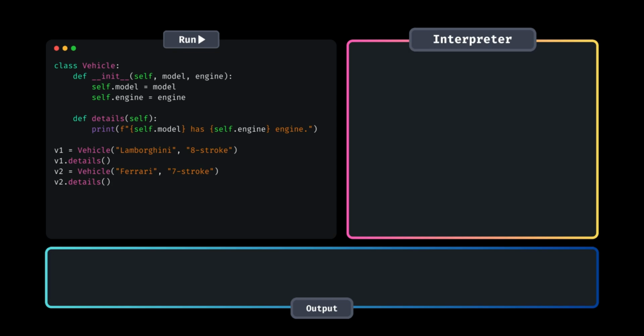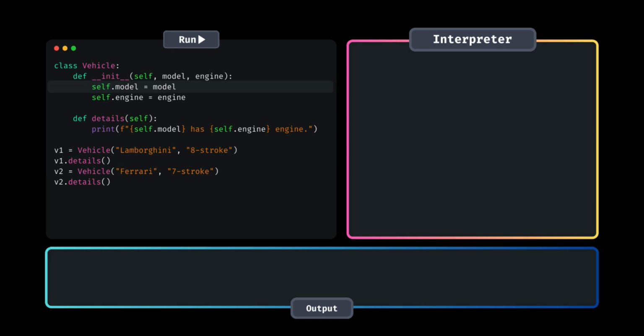Here, we have a meaningful code. The Vehicle class now includes a constructor method. It runs when we create a new object of the Vehicle class, and the self parameter refers to the newly generated object. The Vehicle class has two more parameters, model and engine.